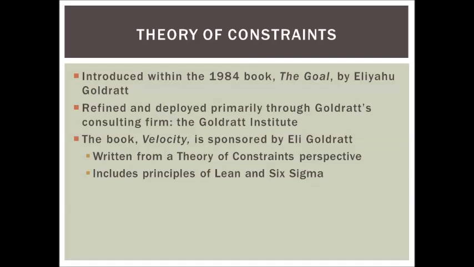There was another book written by the Goldratt Institute, the book Velocity. That was really one of the first novel books written to demonstrate how Lean, Six Sigma, and the theory of constraints could really be used together. That's really the perspective that companies are using today. And so that forms the basis for what we are going to explore during this class.